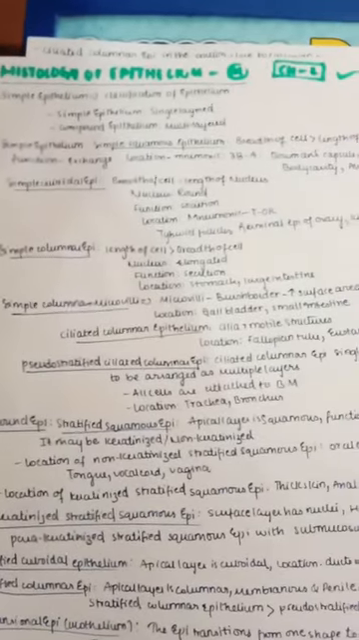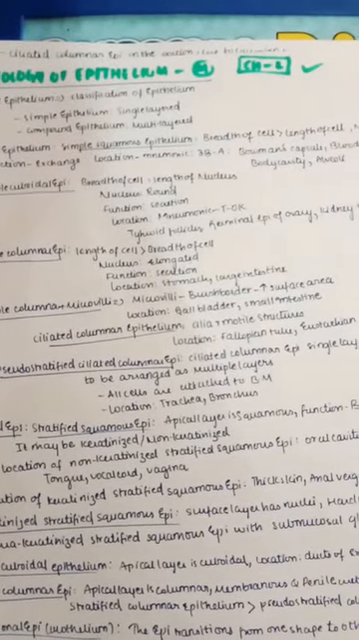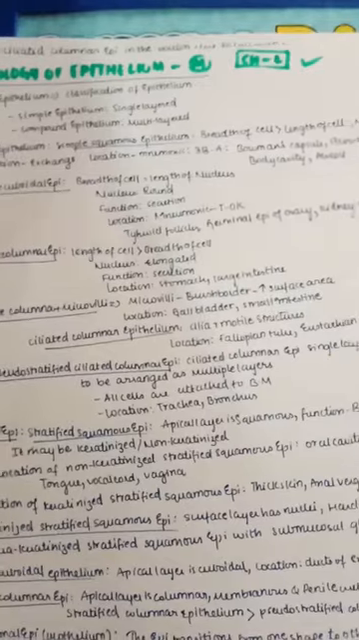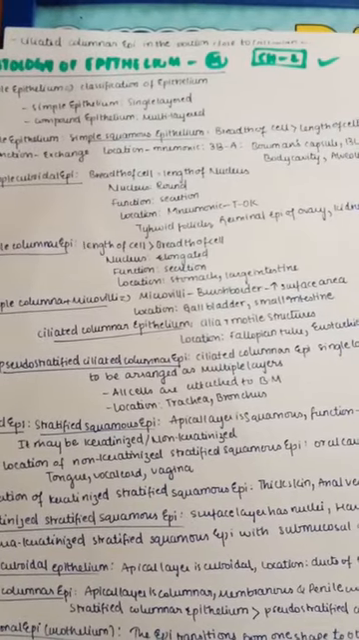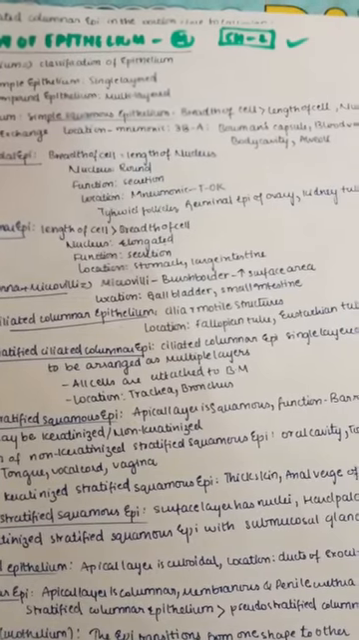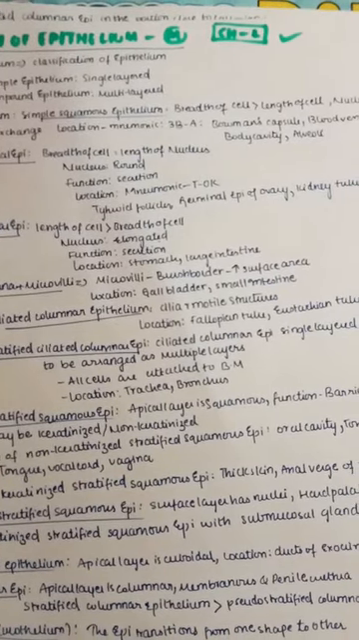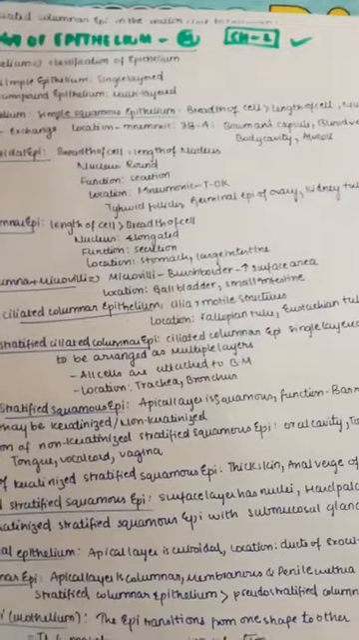In the simple cuboidal epithelium, the breadth of the cell is equal to the length of the cell, the nucleus is round in shape, and the function is secretion. The location mnemonic is stalk: thyroid follicle, germinal epithelium of ovary and kidney tubules.